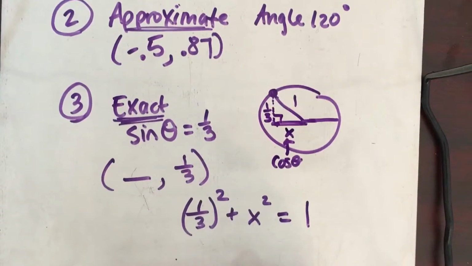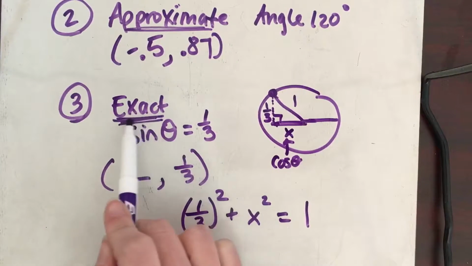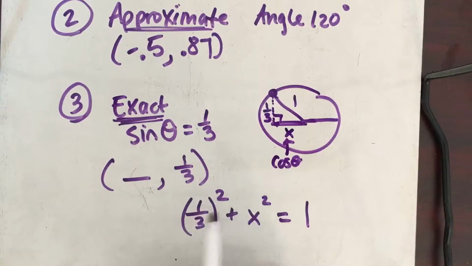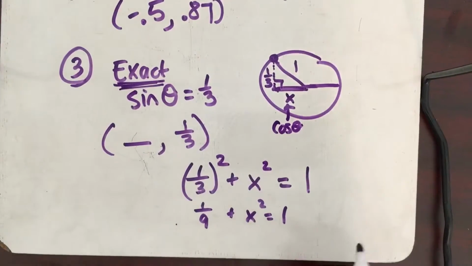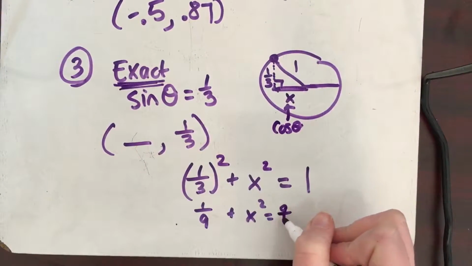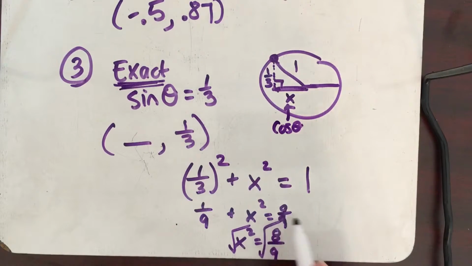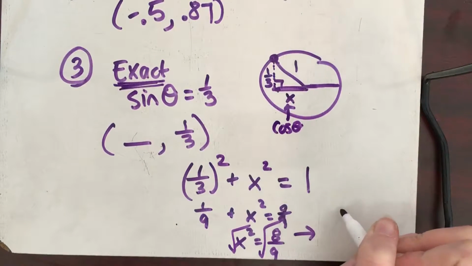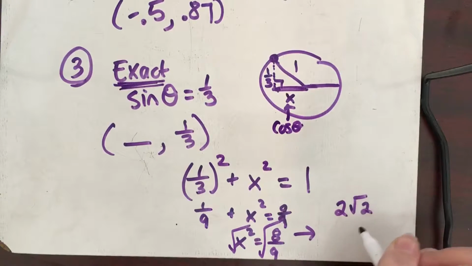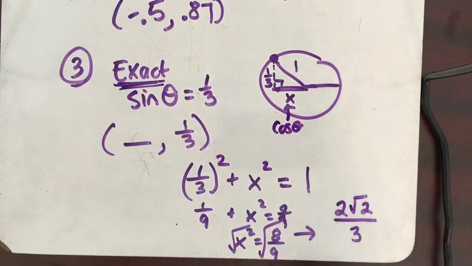So if I actually square these, and exact means that we don't want to have it in a decimal form, so we're going to keep these as fractions. If I square this, I'll get 1/9 plus x squared equals 1. And I'm going to take away 1/9 from 1 whole. You can rewrite this as maybe 9/9 if you want to. So 9/9 minus 1/9 would be 8/9. And the last thing is I'll square root each side. Square root of 8 I can simplify to say 2 radical 2. Square root of 9 is worth 3.